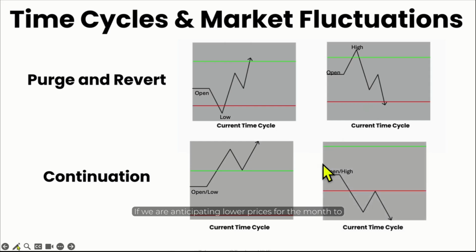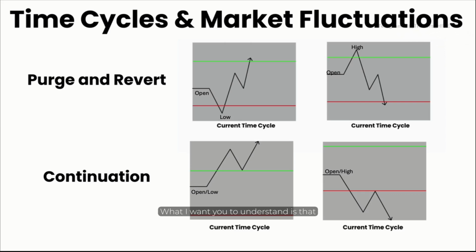If we're anticipating lower prices for the month to come, what we anticipate is that the month will open up and right away form the high of the month, to then begin to displace towards the downside. When we displace below the previous month's low, we want to see the previous month's low function as resistance on price because we're anticipating that we will be drawn towards the downside for the month to come. This is the continuation model explained.